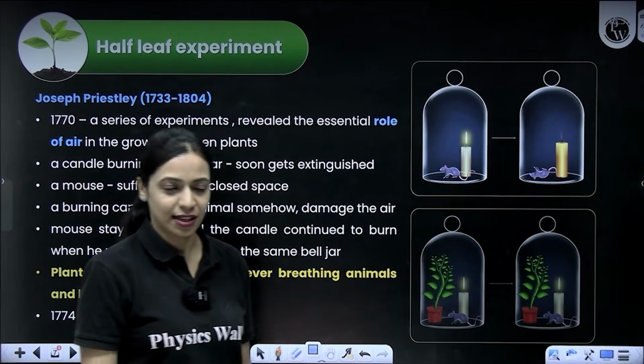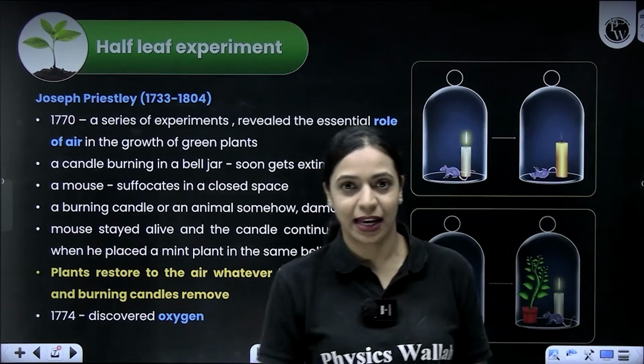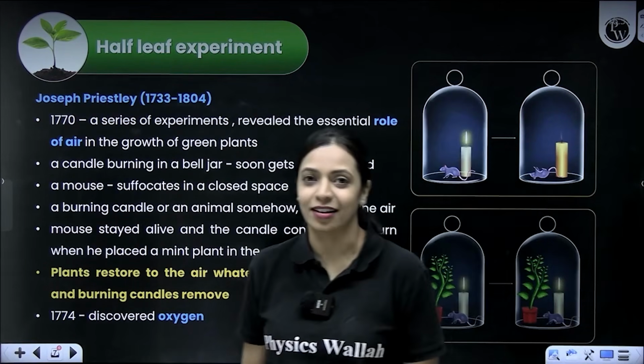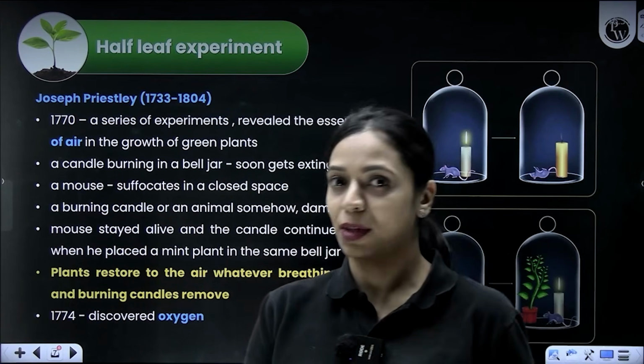Next we have Joseph Priestley's experiment, one of the earliest experiments that gave us little insights into what photosynthesis is as a process. So this Joseph Priestley, priest means what? Priest is like pujari, right? So a priest uses a bell in temples. So Joseph Priestley performed the bell jar experiment.